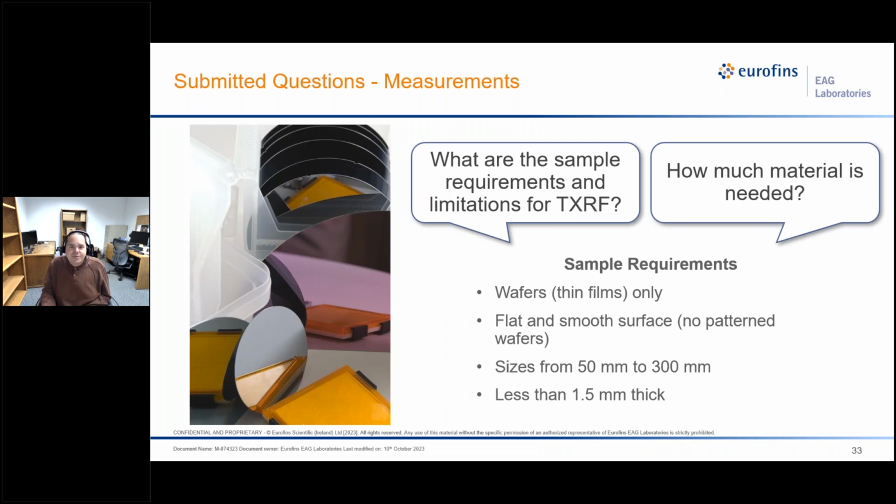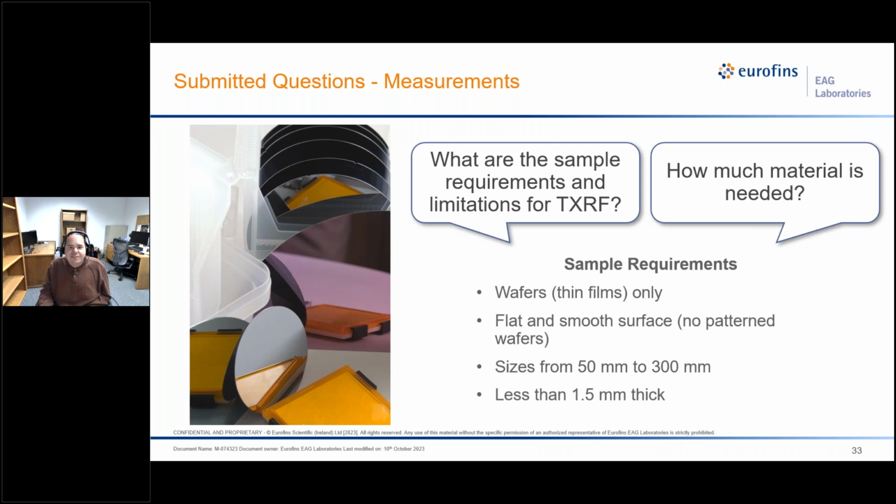So speaking of samples, there were a handful of questions asking about what the sample size needed is and the limitations of what we can measure. So to give more information about these, for our samples, we can measure wafers and thin films only. And since the technique is very surface sensitive and the beam needs to reflect well off the sample, the sample needs to have a smooth, flat surface. We also run into issues with patterned wafers. The rough edges from the patterning tend to cause a lot of scattering, which can cause issues with probing deeper into the material than we'd like to see ideally.